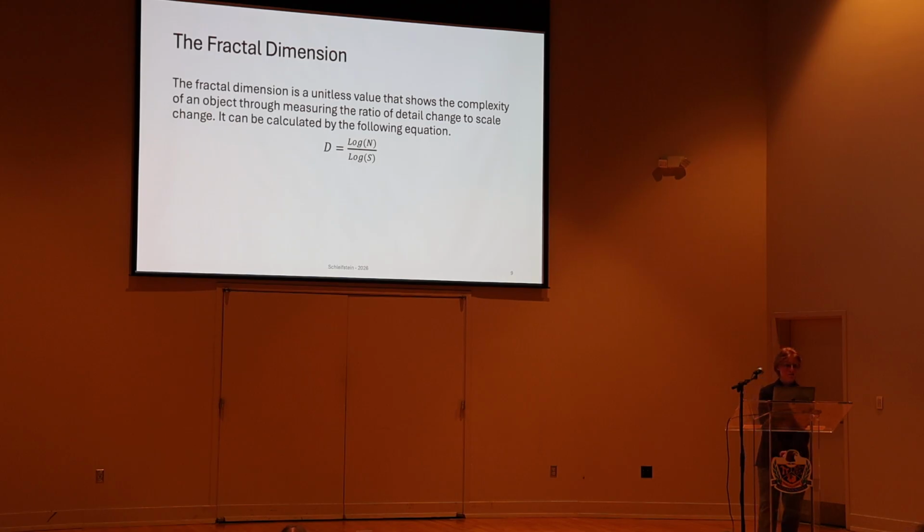And the fractal dimension is a unitless value that shows the complexity of an object through measuring the ratio of detail change to scale change, and is calculated through the below equation, where d, the fractal dimension, is equal to the log of n, the number of self-similar copies, over the log of s, the scale factor by which they differ.